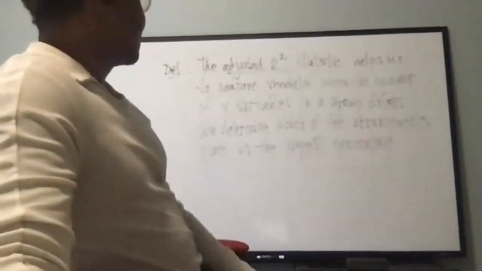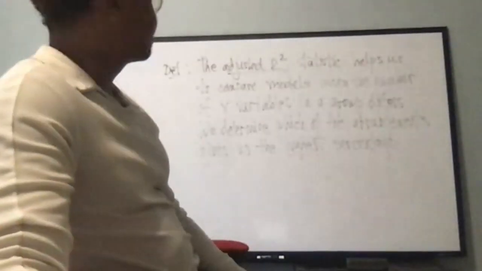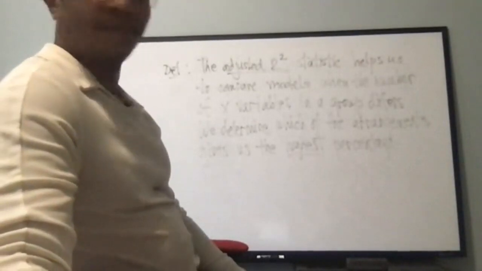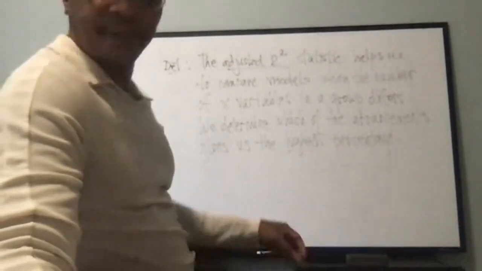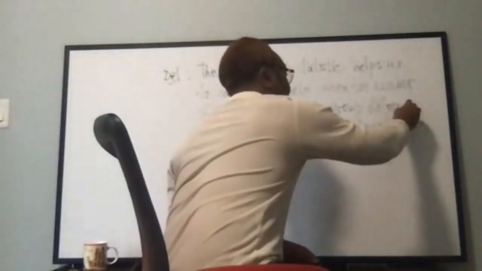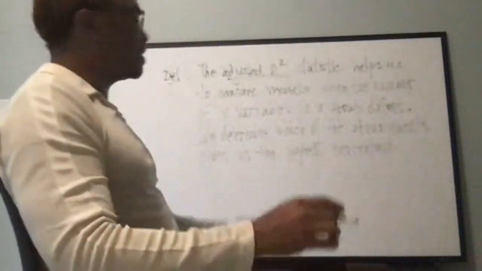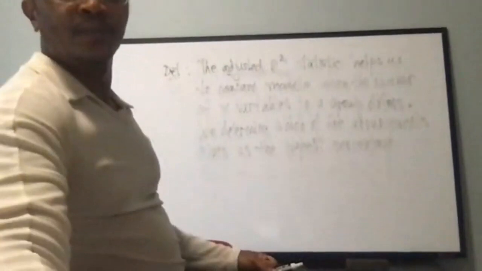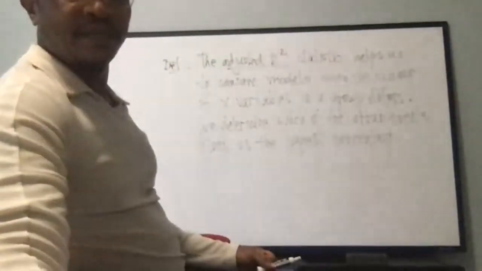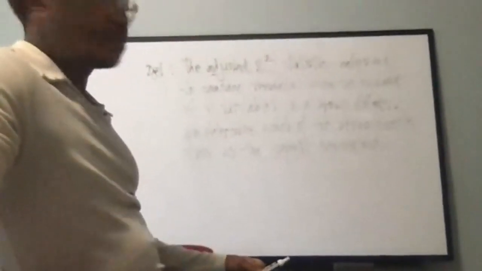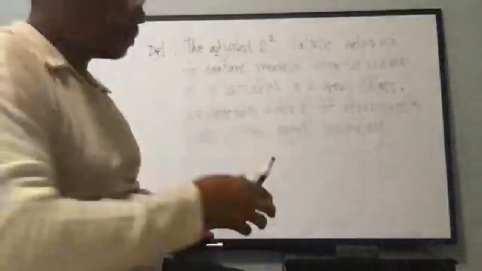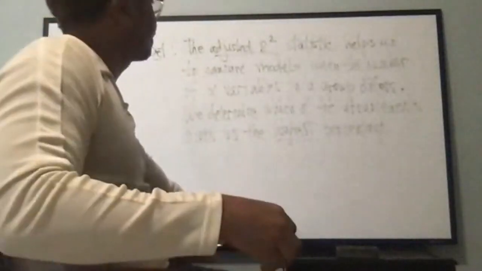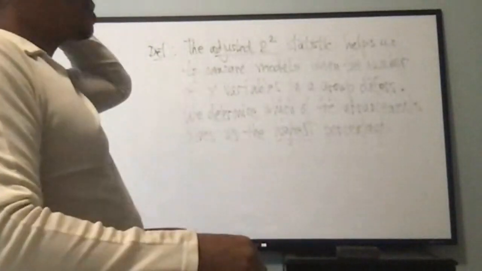Compare models when the number of x variables in a group differs, period. Then say we determine which of the arrangements gives us the highest percentage. Okay. Thank you.